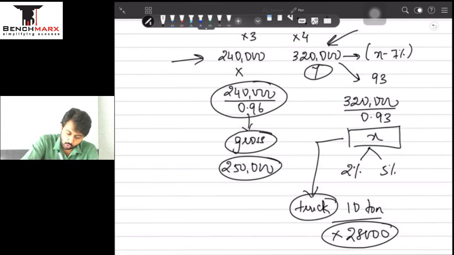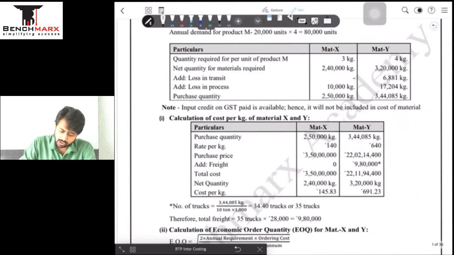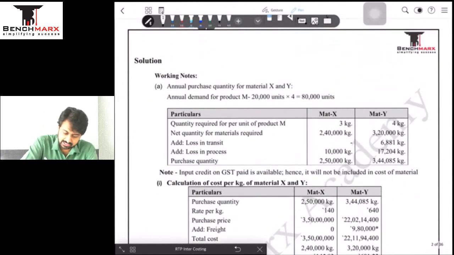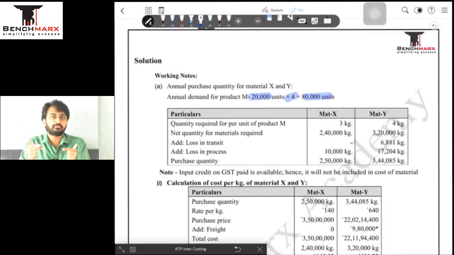So let us see what the ICAI has done, ऐसे ही किया होगा, we will simply verify the numbers. As I said, first things first, 20,000 is my quarterly demand of the FG. We have 4 quarters, which means we have 80,000 total demand of my FG. That into 3 kg and that into 4 kg is my net consumption of my RM. इतना मुझे net available चाहिए.